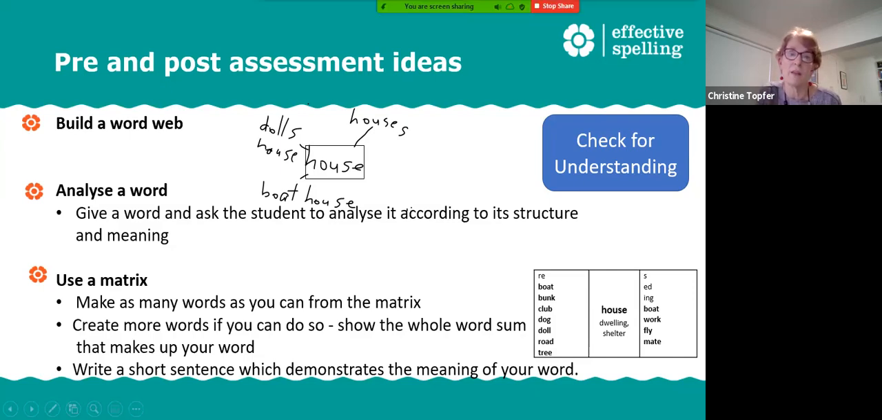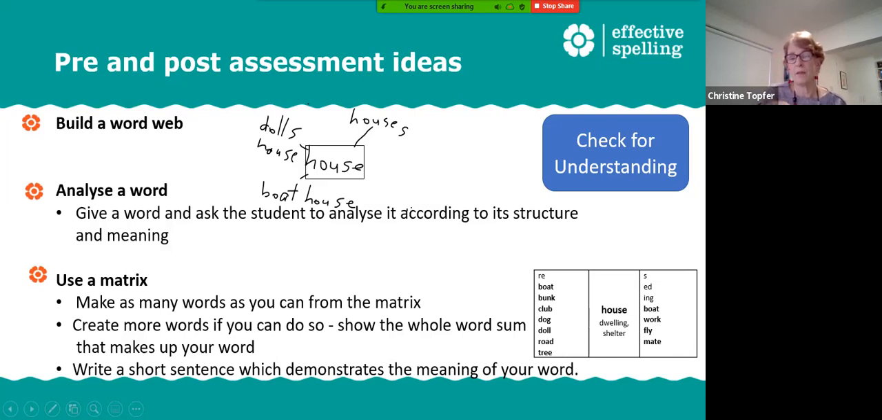And children can write these as a bit of an assessment task to check for understanding, as we call it in the books. You could give the students a word and ask them to analyse it according to its structure, maybe lighthouses, and see what they could tell you about its structure. Or you could ask them to build a matrix, which is this example over here. They could either make a matrix, or you can give them a matrix and see how many words they can create, where you put the base in the centre.